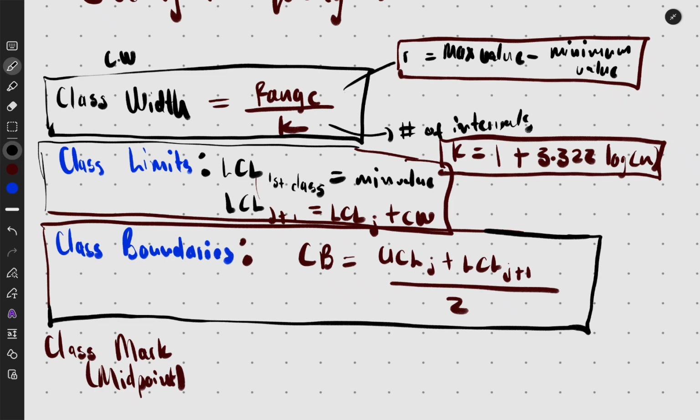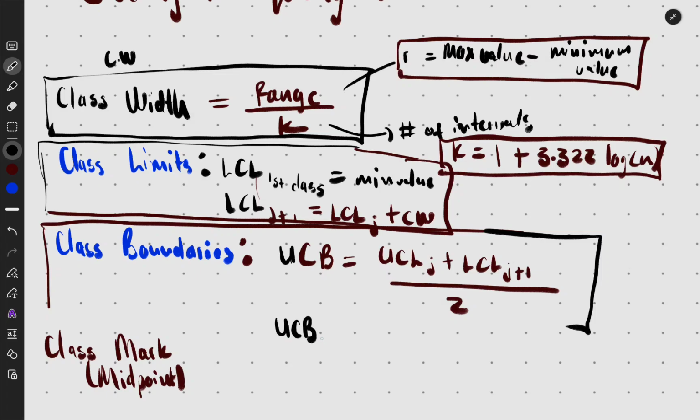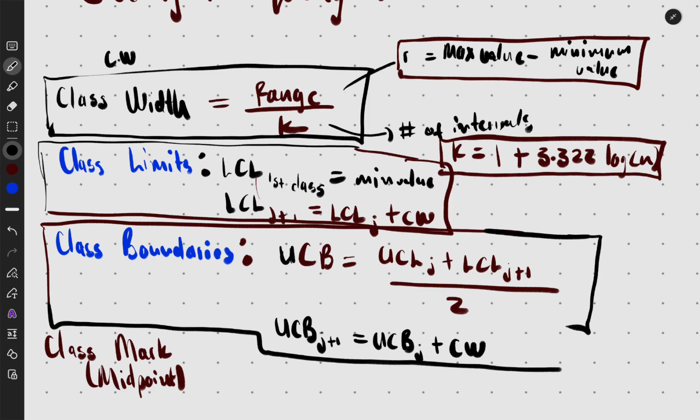You only need to get the first one. Once you have the class boundary for the first, remember this will give you the upper class boundary. Now to get the other ones, the upper class boundary of class J plus 1 is just the upper class boundary of class J plus the class width. This helps you get the upper class boundary of the next.